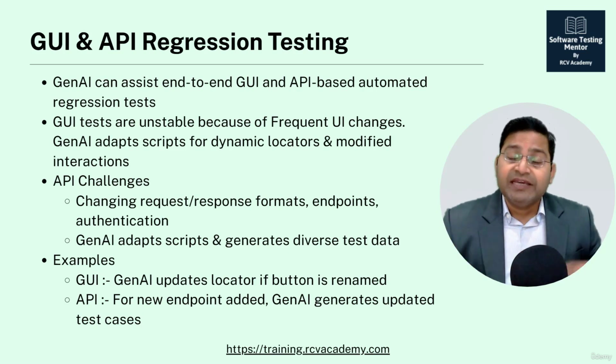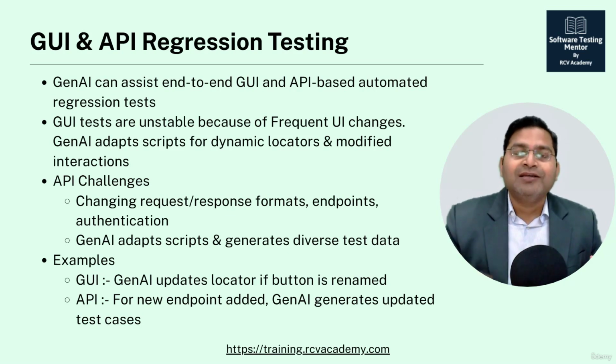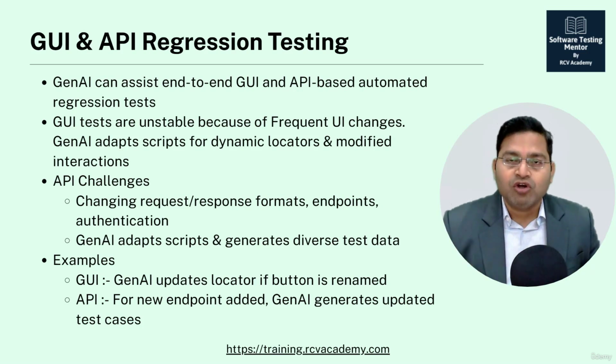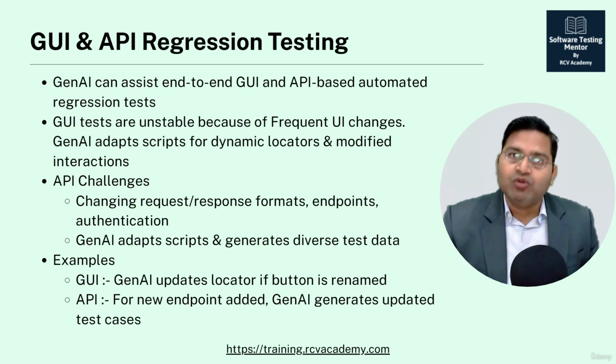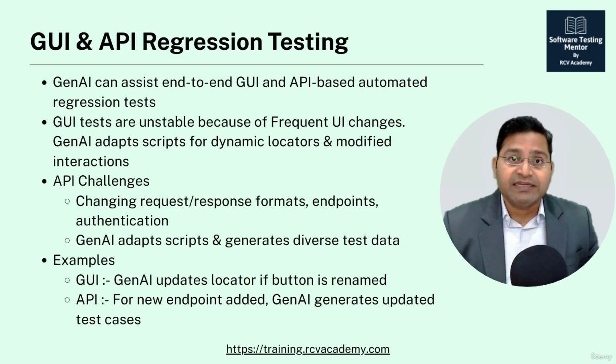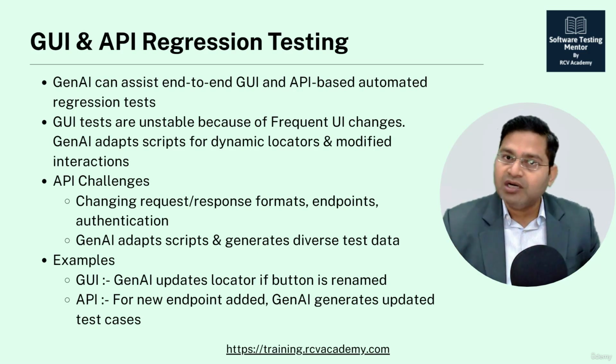API challenges in API testing: changing request response format, endpoint authentication. Generative AI can adapt the script based on different test data, based on your Swagger documentation, for example, the API documentation. You can feed in the new documentation and the scripts can be updated based on the new documentation automatically. You can review and then update those changes in your script. So manually, if say for example you have 1,000 API test cases, you can do it really quickly or update those very quickly or scan for any changes in the Swagger documentation.